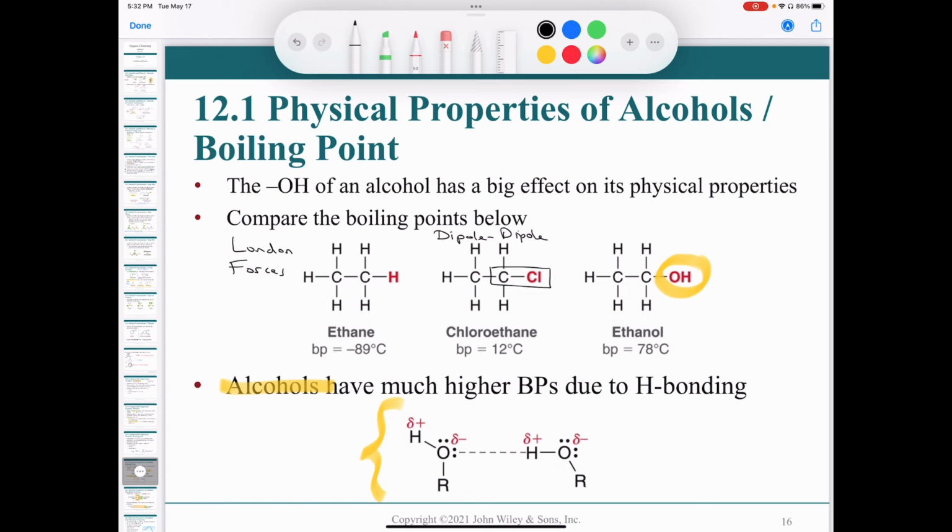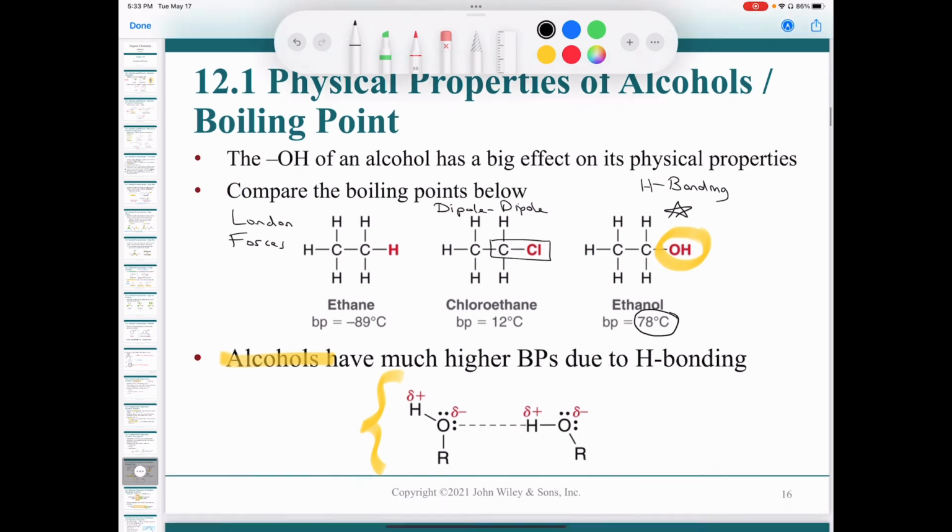So it increases it by 100 degrees Celsius or so. Then when I get up to ethanol, since it possesses that hydroxyl group that can participate in hydrogen bonding, it has the strongest of all the intermolecular forces possible for these three compounds, and therefore it has the highest boiling point of 78 degrees Celsius. So when we're talking about alcohols and phenols, that's something that we always have to keep in mind, that they are able to participate in hydrogen bonding.